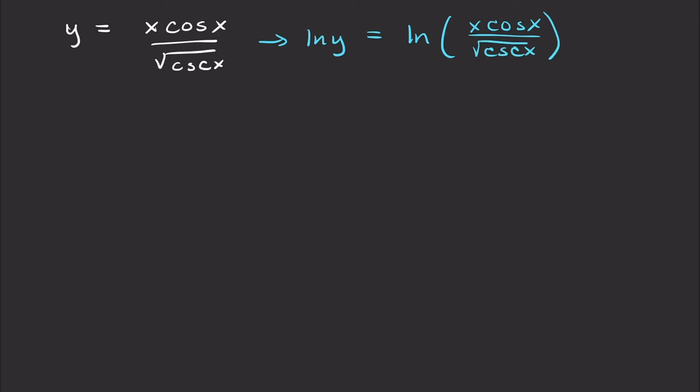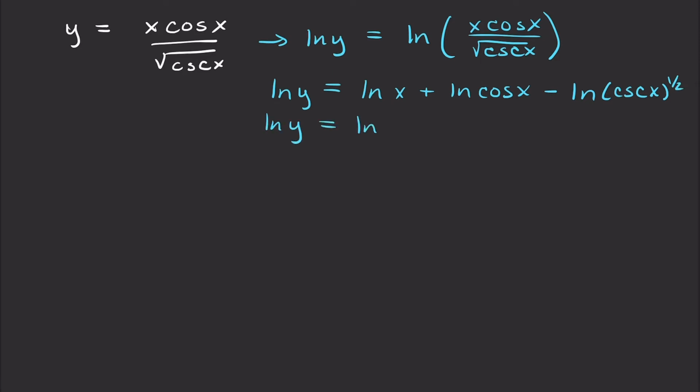And now on the right hand side we have a product and a quotient inside of a logarithm, so we can write the natural log of the numerator, which is going to be the natural log of x plus the natural log of cosine, minus the natural log of the denominator, so natural log of cosecant raised to the 1/2. So we can rewrite that, natural log of x plus natural log of cosine x minus 1/2 the natural log of cosecant x.